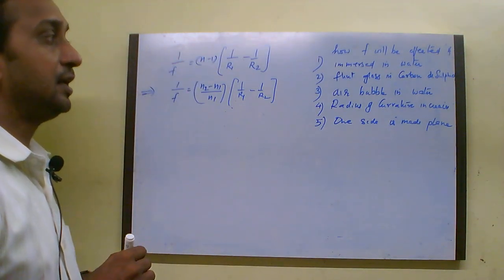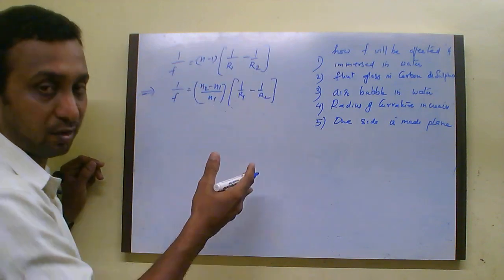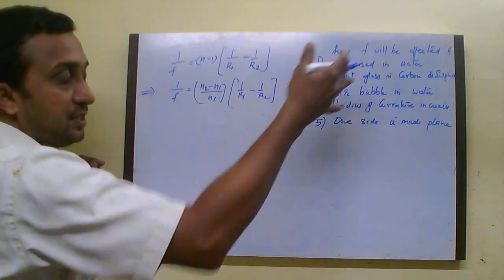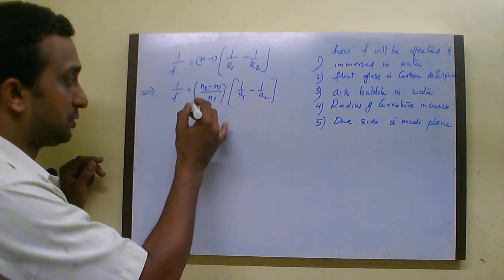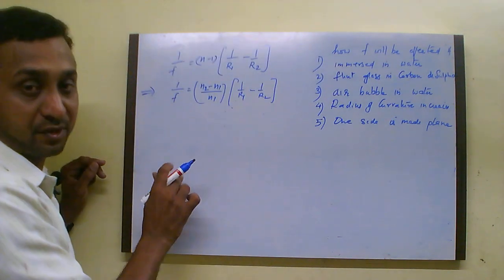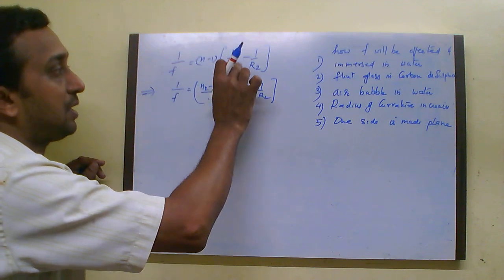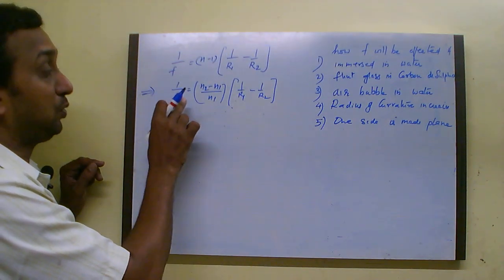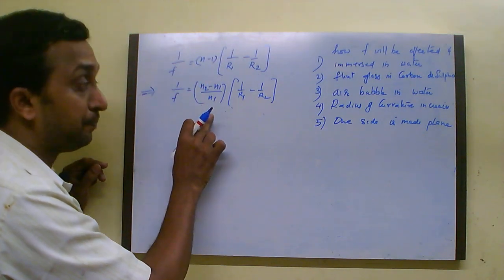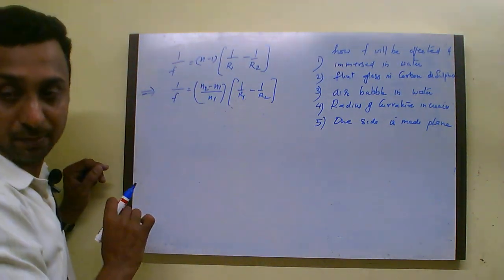The first one is: a given convex lens is immersed in water. So what is the effect on the focal length? Before that, you must know that before reaching the final equation 1/f = (n - 1)(1/R1 - 1/R2), you had a relation like this: 1/f = ((n2 - n1)/n1)(1/R1 - 1/R2).